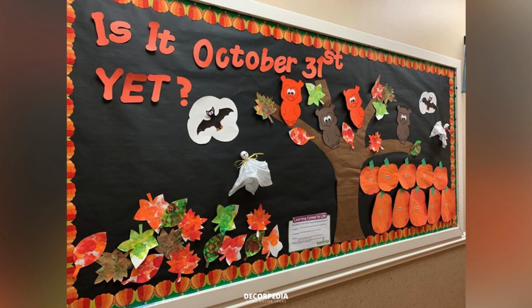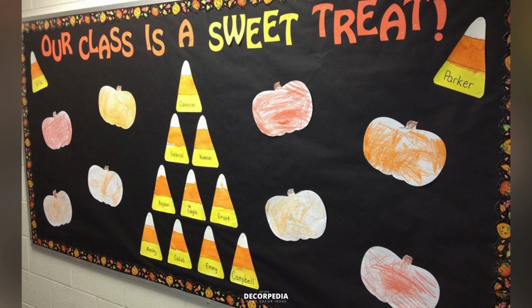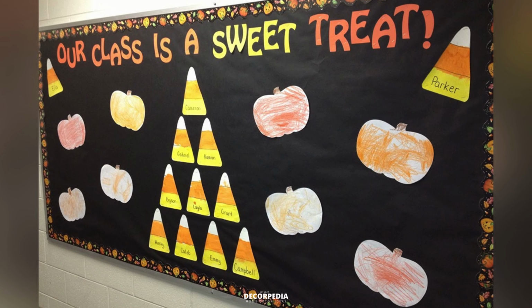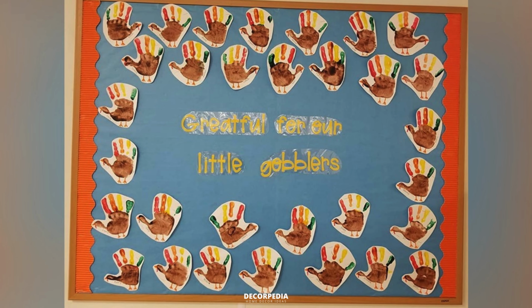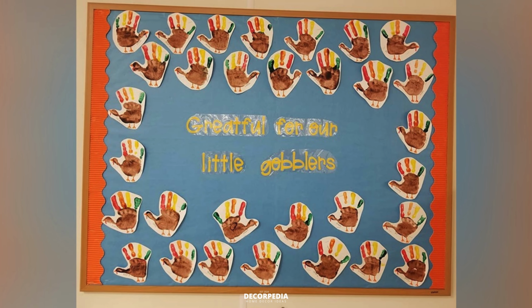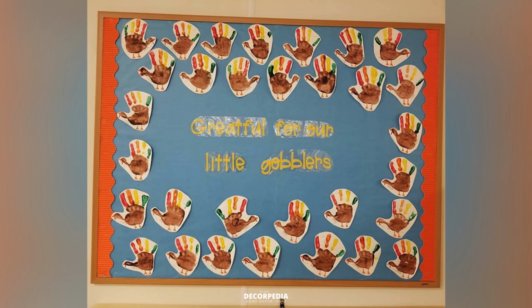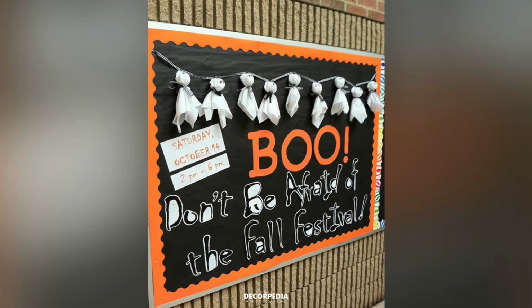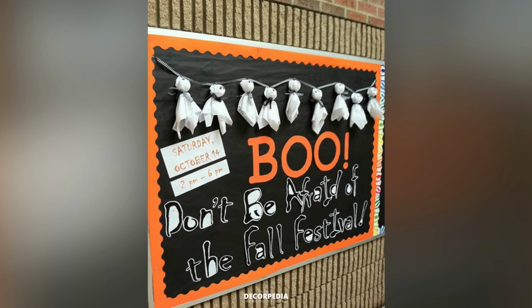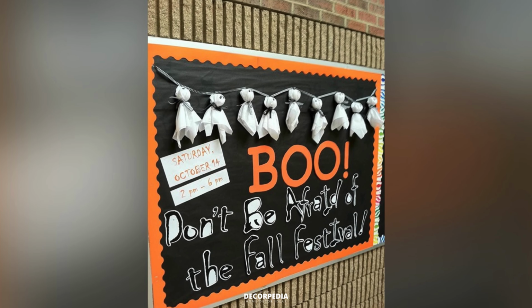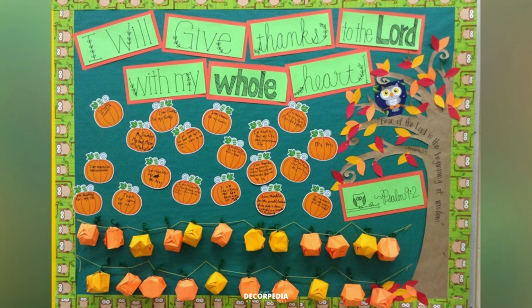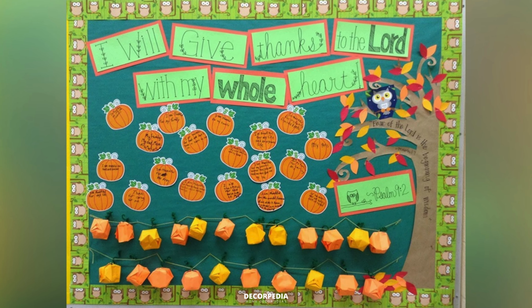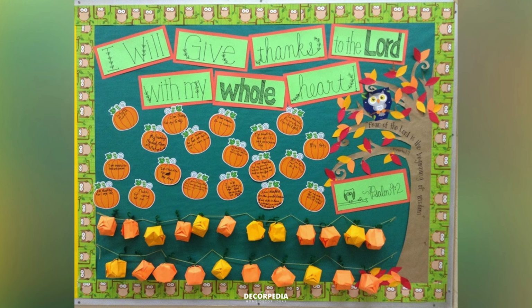Handprint leaves. Have students trace their hands on fall-colored construction paper. Cut them out and use them as leaves on a tree or scattered around the board. This adds a personal touch and is a fun activity for younger students. Yarn and fabric. Use scraps of yarn and fabric to create textures on your bulletin board. You can make yarn pumpkins, fabric-covered letters, or even a patchwork-style background. These materials add warmth and dimension to your design.